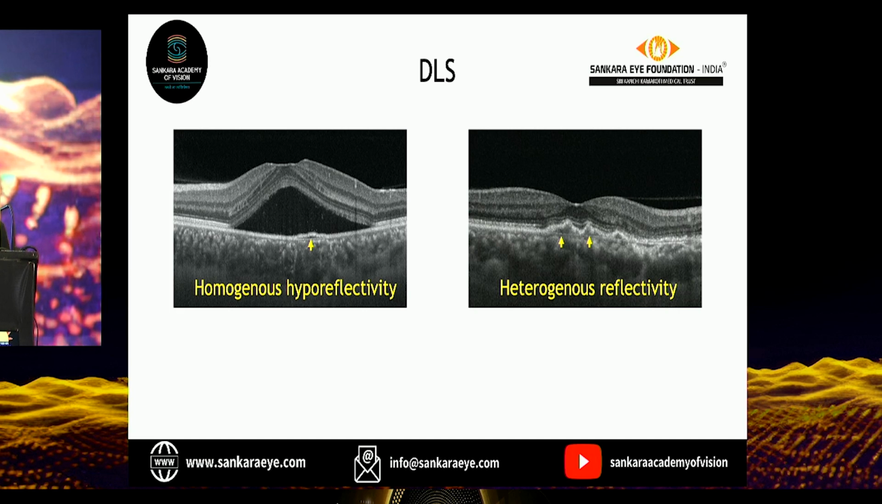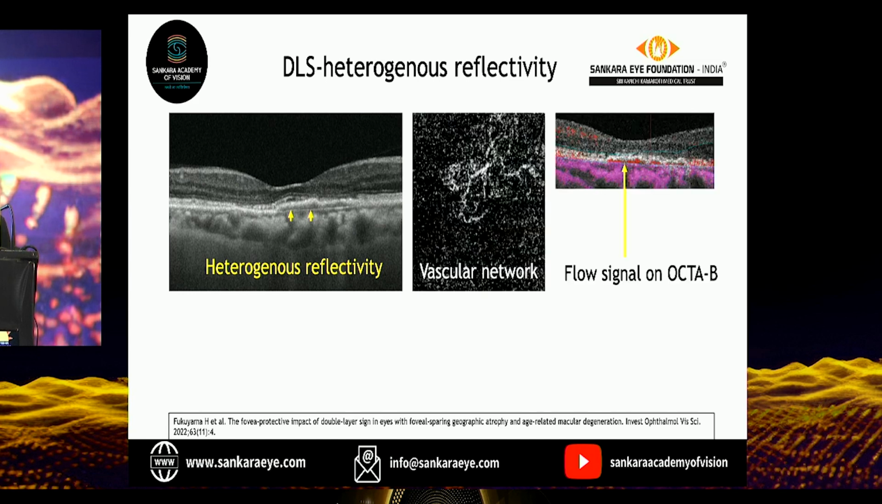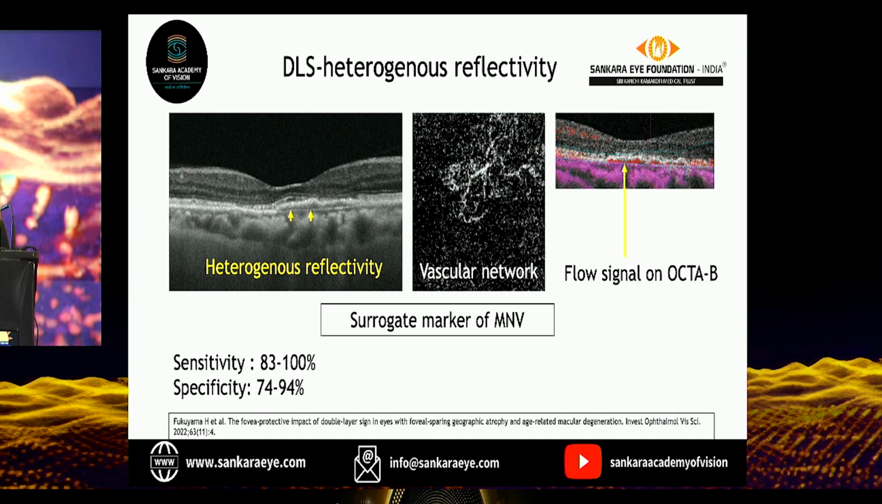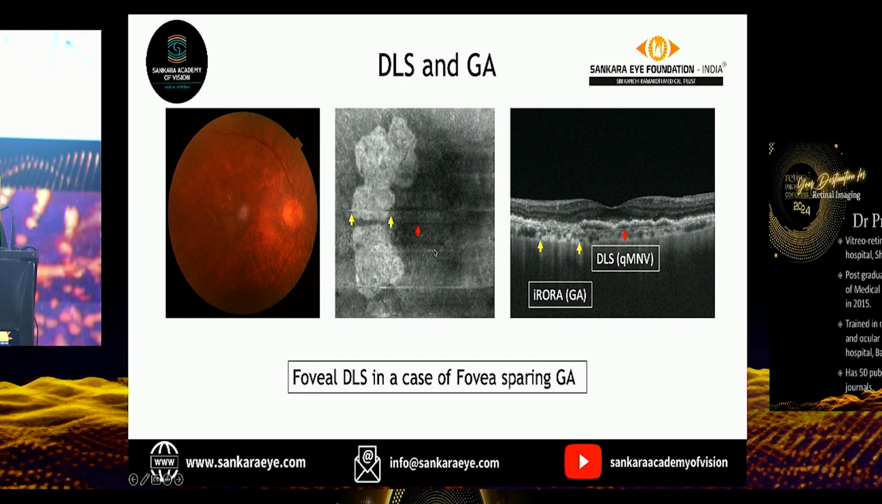A heterogeneous double layer sign is important as it can be a sign of the presence of a macular neovascularization, as we can see on OCTA. So, it is a surrogate marker of macular neovascularization with a good sensitivity and fairly good specificity. This is a case in which we can see coexistence of both macular neovascularization and geographic atrophy. The projection image shows the temporal geographic atrophy with presence of quiescent macular neovascularization at the fovea.